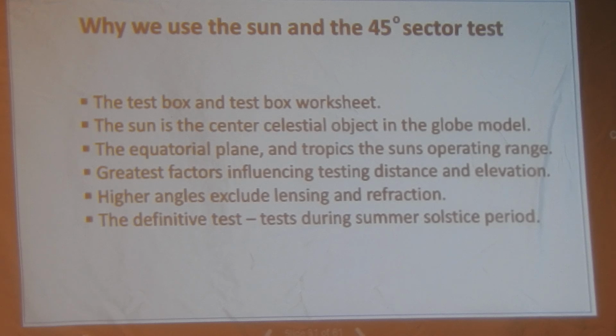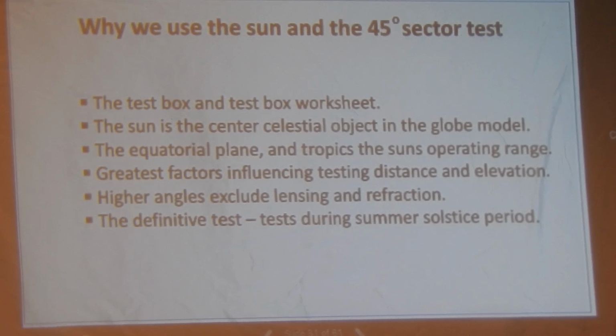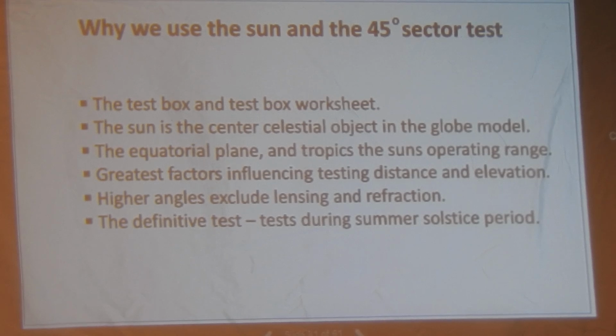The sun, why do we use the sun? Because the sun is the center celestial body for the globe model, so that's kind of the obvious. That's why you would use it, because it is the center celestial object. The Earth and the other luminaries orbit around it in the heliocentric model.